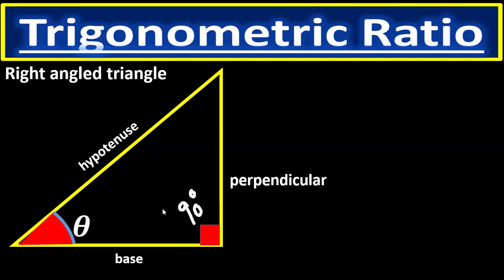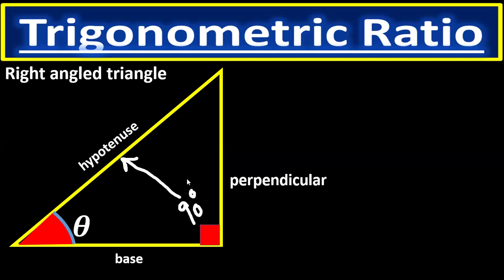And secondly, we will decide about the sides. The side opposite to 90 degrees. This is the 90 degree angle and this is the opposite side. The side opposite to 90 degrees will always be considered the hypotenuse.